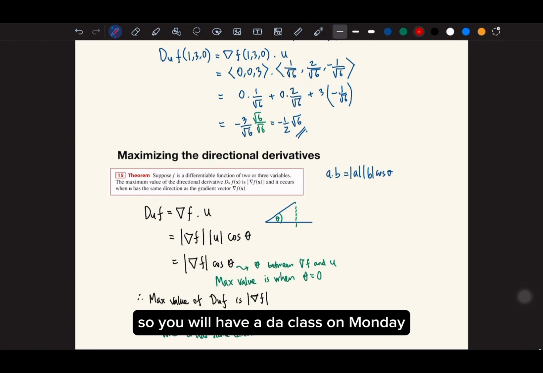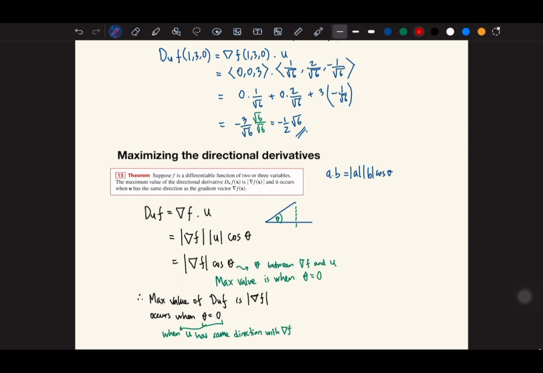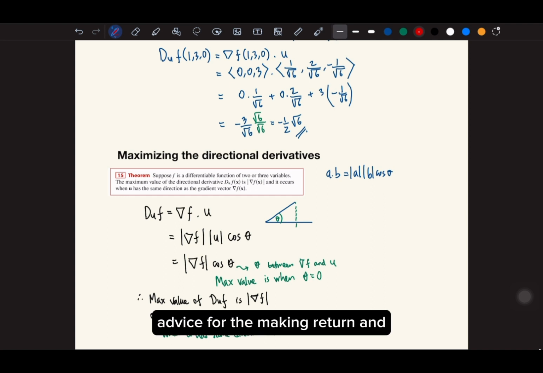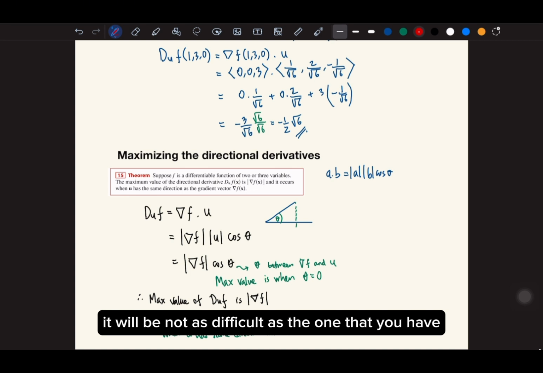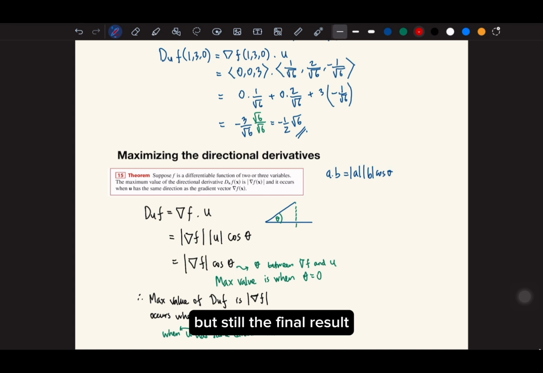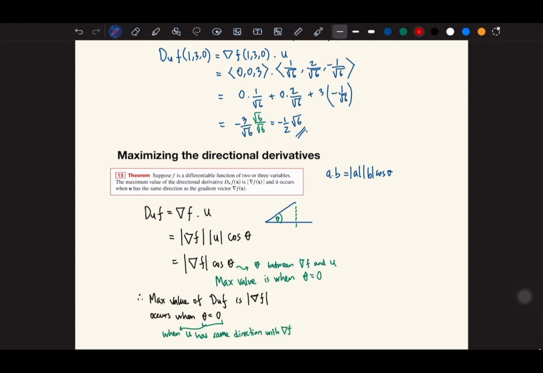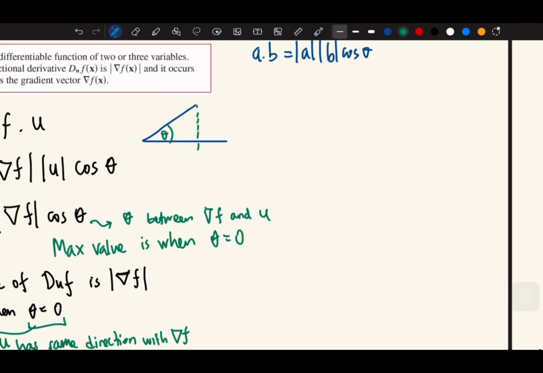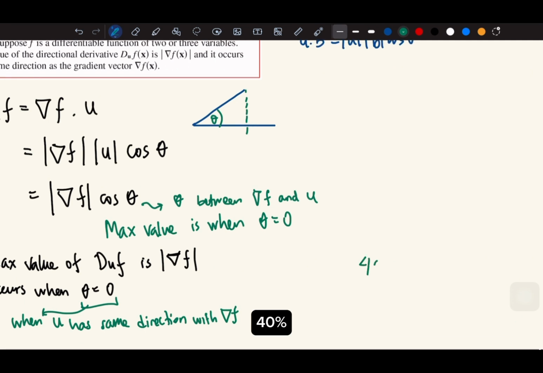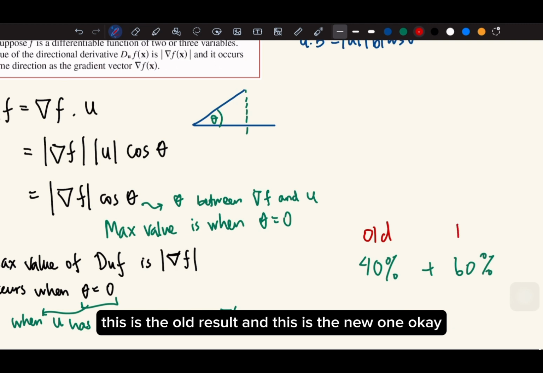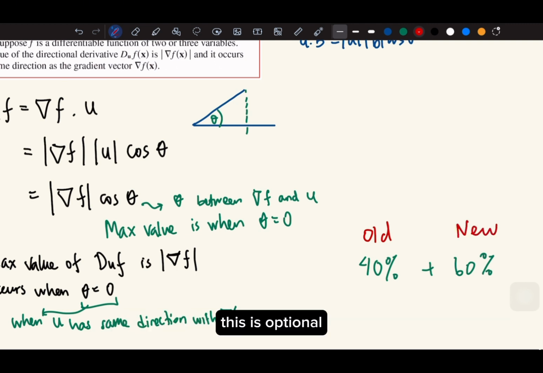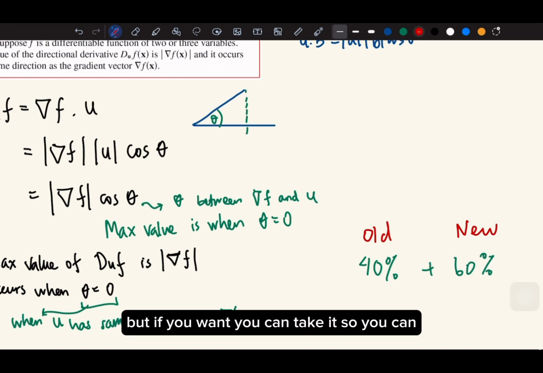So you will have a TA class on Monday, and maybe the TA class can give some advice for the makeup exam. It will not be as difficult as the one that you had, but still, the final result will be a combination of your first and the second one. So maybe 40% plus 60%. This is the old result and this is the new one. This is optional, but if you want, you can take it. So you can consider your score if you want.